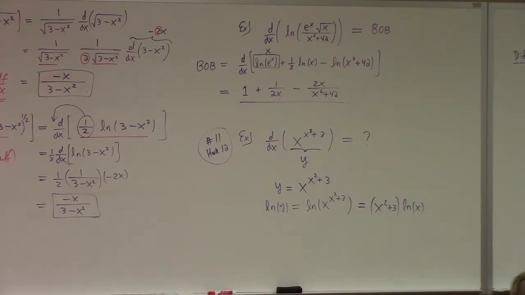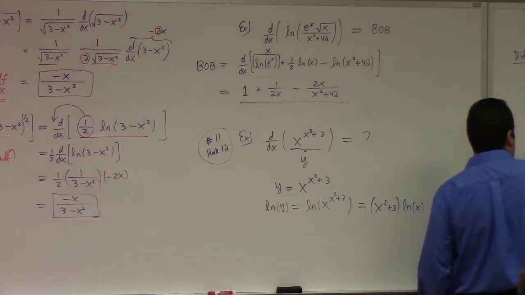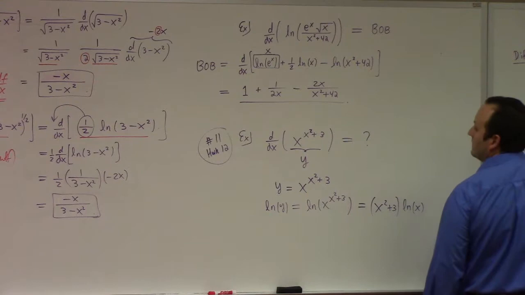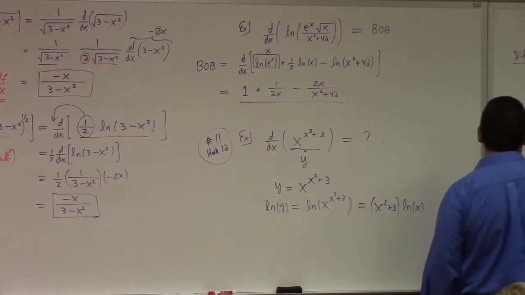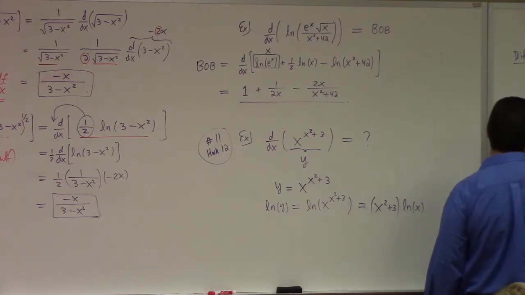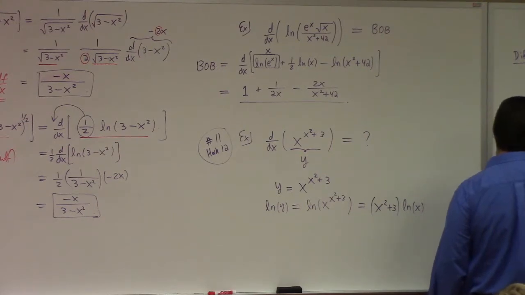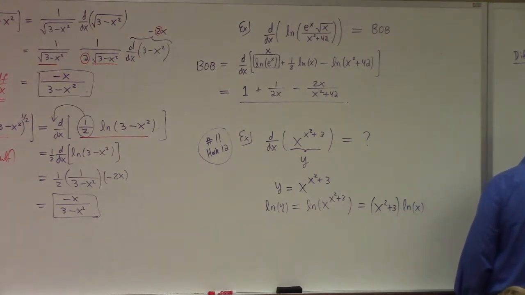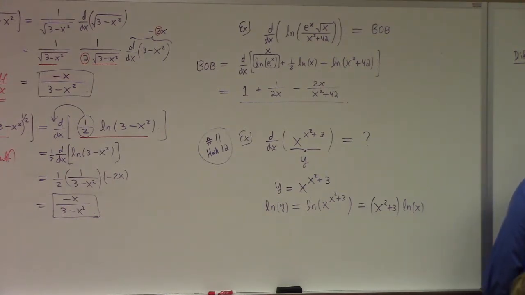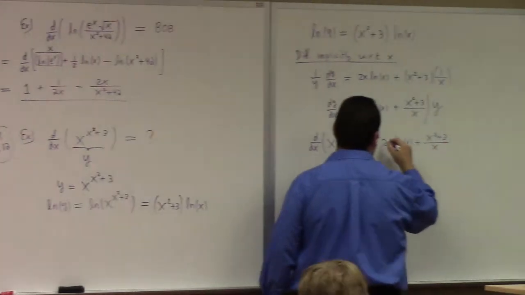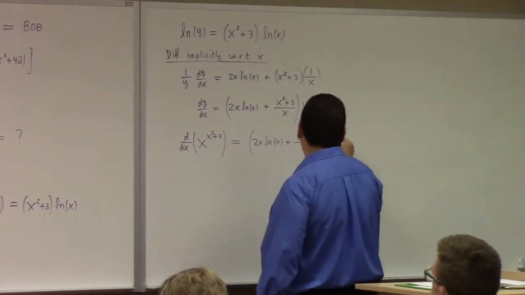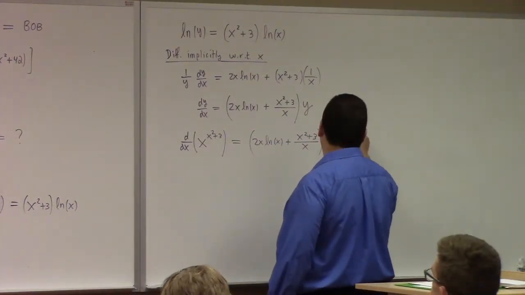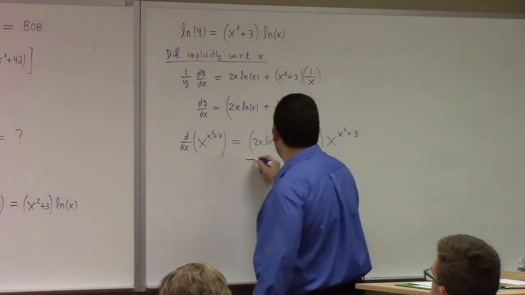But I don't like to leave my answer with a y in it. So just one more step, and then I'll be happy. d dx of x to the x squared plus 3 is equal to 2x ln of x plus x squared plus 3 over x, in big parentheses, times x to the x squared plus 3. And there you go.